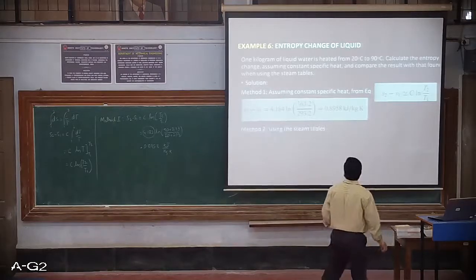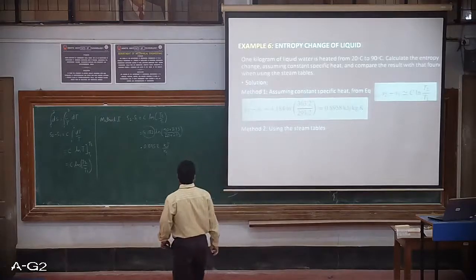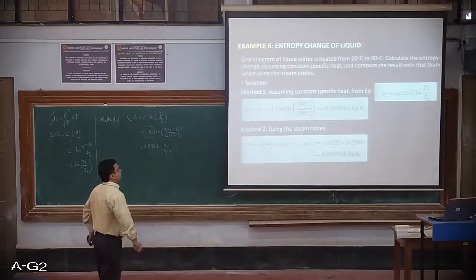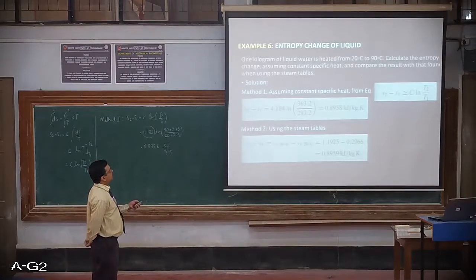Now the second method is using the steam tables. Here it is stated that 1 kg of liquid water is heated. So it is a heating process from 20 degrees Celsius to 90 degrees Celsius. Calculate the entropy change.